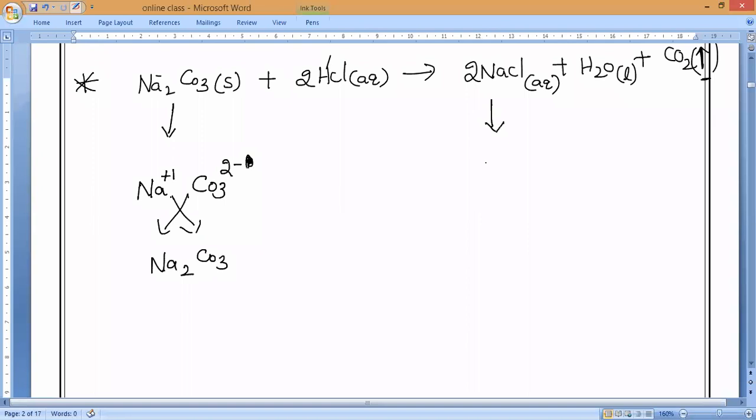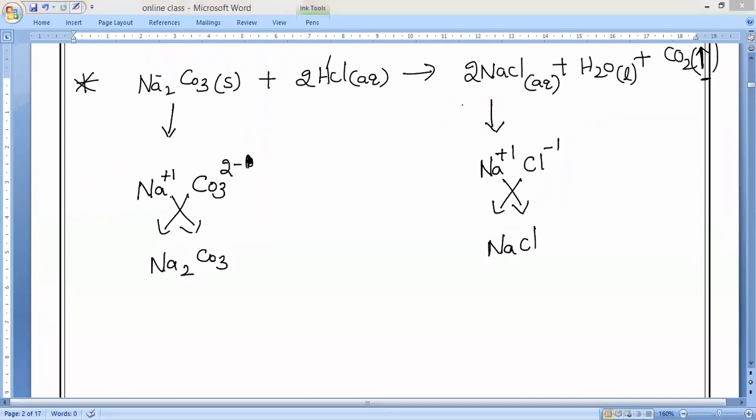Same way here, NaCl. What will come? Na plus 1, Cl minus 1. Everyone should see. The reason I told you to learn the valency table from class 9 is this. From class 9, you have to learn the tabular column. That is NaCl. Clear, guys? That is what you have to remember. So these are the examples we can make for physical state.